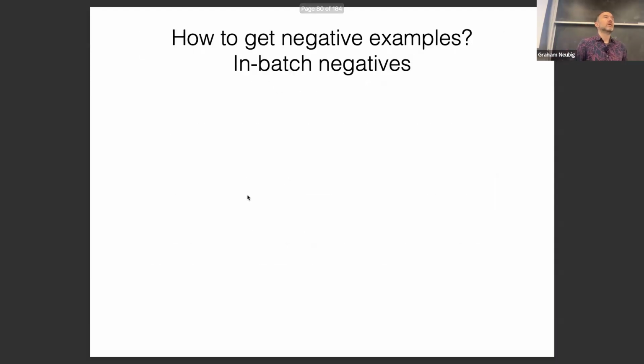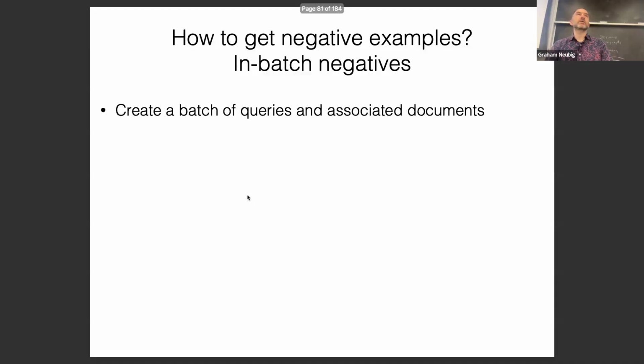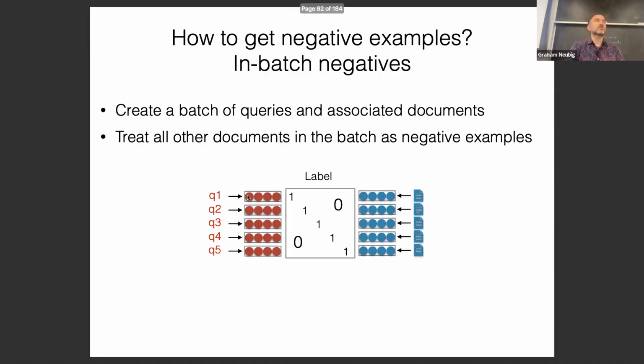Okay, cool. So then the next question is how to get negative examples. The first way to do this is in-batch negatives. This is a very simple, easy to implement way. You create a batch of queries and associated documents, and let's say we have one positive document for each query.